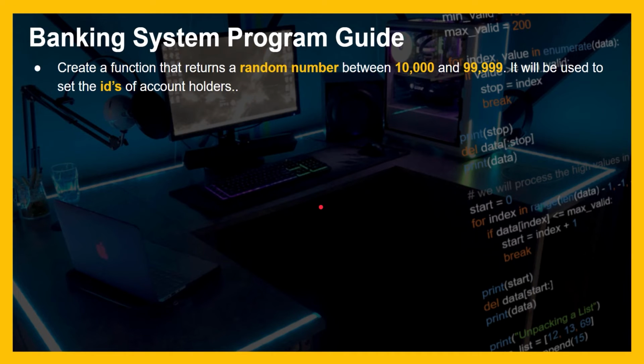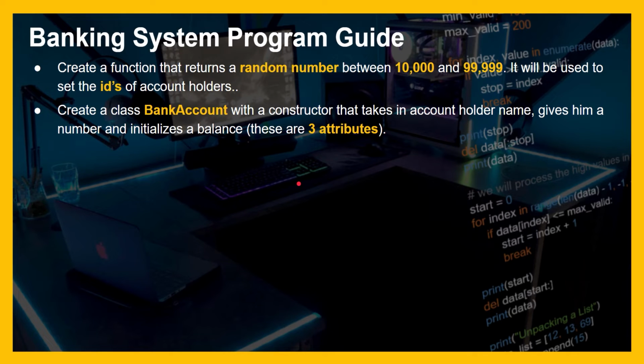So, first of all, you need to create a function that creates a random number between 10,000 and 99,000. It will be used to set the IDs of the account holders. So again, every account will have a random number. This is your first task.